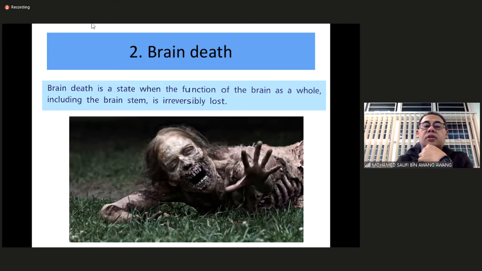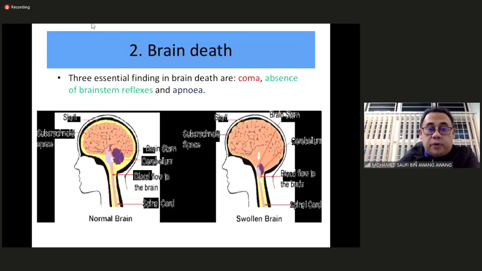Because there are certain conditions in which the dysfunction of the brain or the brainstem can be reversible. There are some conditions which I'm going to share with you after this. For example, certain drugs or alcohol intoxication can in some situations mimic brain death. But once you give certain things like vitamins, that can reverse the situation. So when it comes to brain death, it must be an irreversible condition that cannot reverse anymore. So these are the three points.